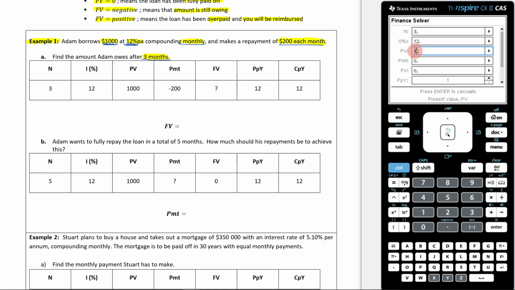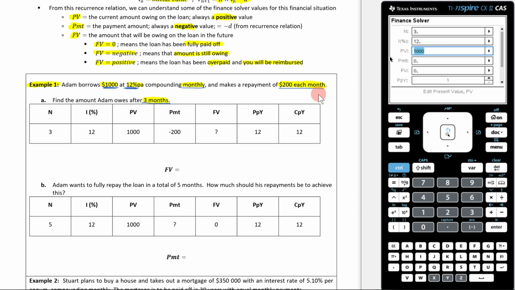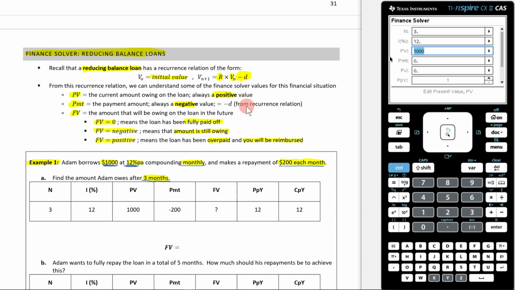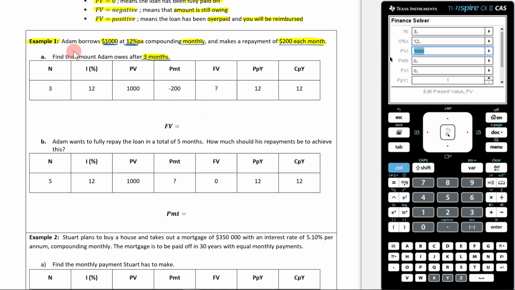Now, this is where it becomes ever so important that you listen to me. Are you listening? Hopefully you're listening. I put 1,000 here, and the 1,000 is positive. This is mentioned up here. If we come back to our notes here, do you see how it says, when we are dealing with a reducing balance loan, PV, the current amount owing on the loan, is always positive. Can we talk about why that's the case for a moment? It's because Adam is going to the bank, and the bank is lending him $1,000. They're giving him $1,000. He's putting $1,000 into his pocket. It's his. That's why it's positive.